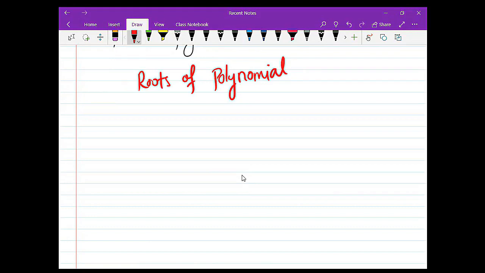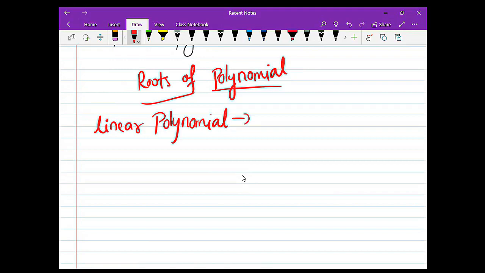How many roots of the polynomial are there? You are going to learn here. Okay, roots of polynomial. See, if there is a linear polynomial, example is 2x plus 4. Okay, and the power of this linear polynomial is 1. Yes, degree of this linear polynomial is 1 and the power of the variable is 1. That is the highest power in this polynomial. That is why this is a linear polynomial.